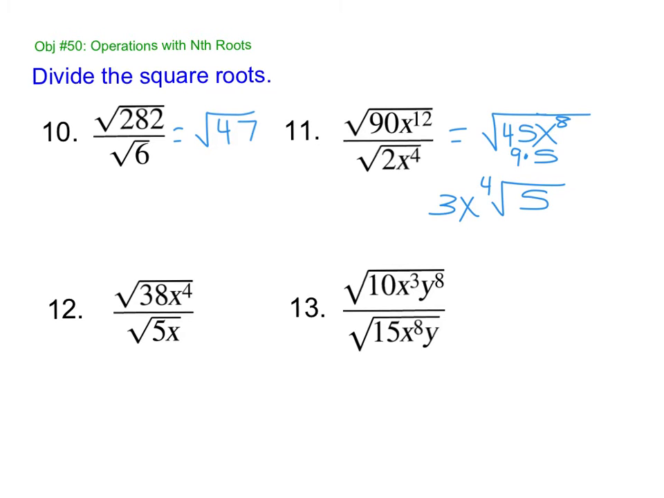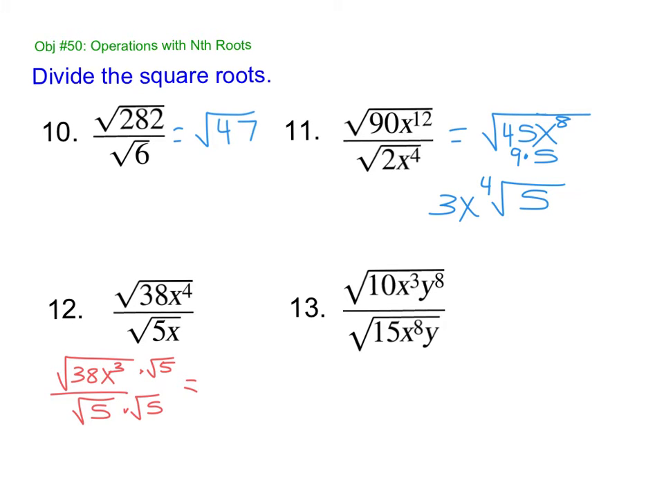So those were the easy ones. 12 is a little harder. 13 is obnoxious. All right, so 12. Notice you can't divide the 5 into the 38, but we can divide into the x's. So I'm going to write this as root 38 x cubed over root 5. Now, remember back when we did imaginary numbers, we talked about rationalizing the denominator. So what we can do here is just multiply the top and the bottom by root 5.